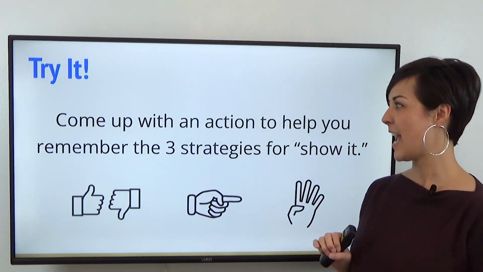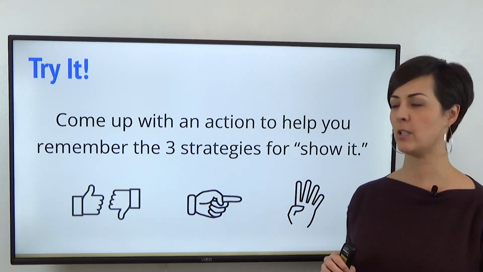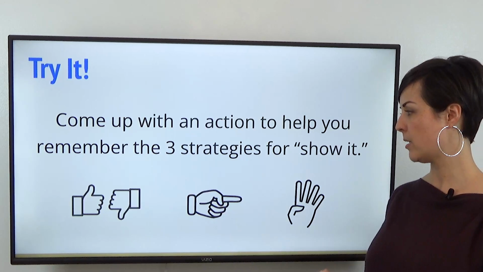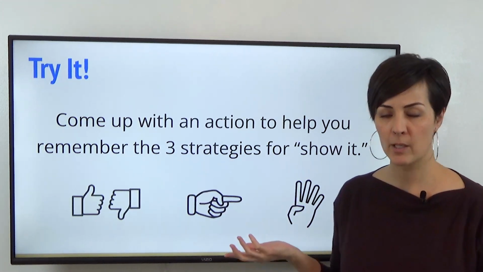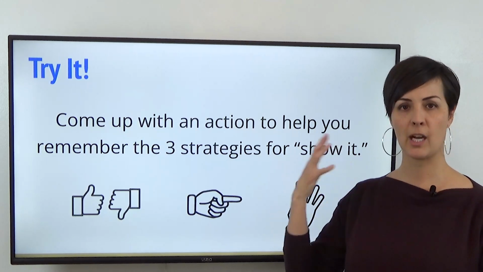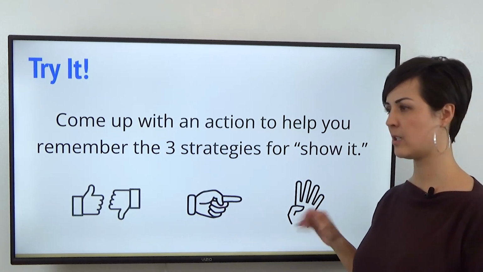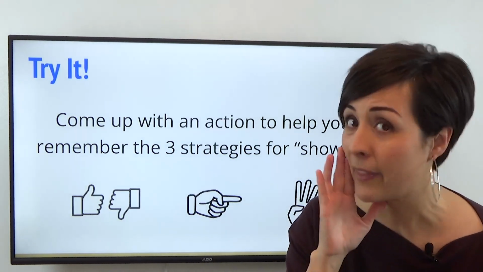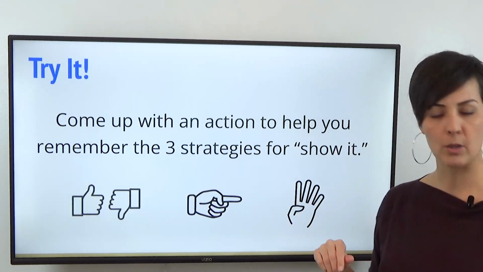Okay, can we try it? The challenge is, can you come up with an action to help you remember the 3 strategies for show it? To help you remember, thumbs up or down, point to, use fingers. I think it's most valuable if you pause this and think through it and come up with your own ideas for what action could help you remember these strategies. Because don't you remember, the research tells us that people best remember what they've thought about? But of course, I'll just keep going and show you what I would do.